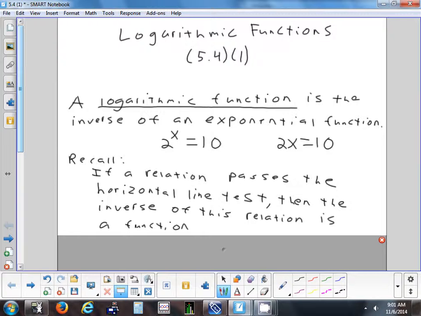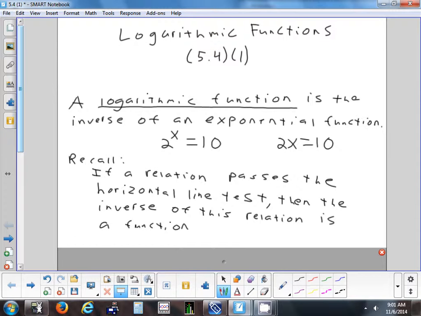Okay, so I want you to remember something. I don't know if you studied it in algebra 2, but there's also something called a horizontal line test. A vertical line test tells you if something is a function. The horizontal line test tells you if the inverse of what you're looking at is a function. So if you have a graph, you have a relation, and it passes the horizontal line test, which means a horizontal line never hits it more than once, then the inverse of what you're looking at is a function.